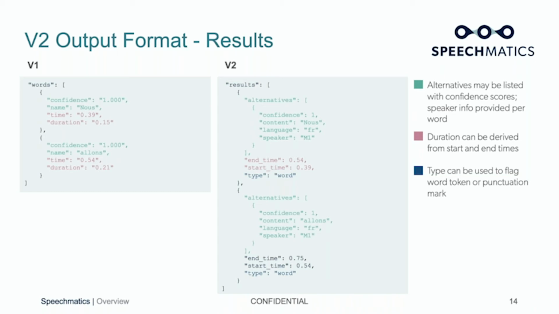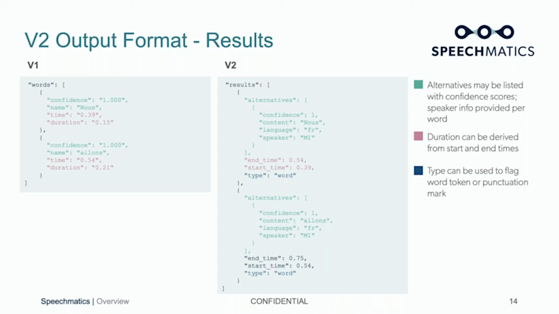And finally, we've now introduced a new type object. This will allow you to identify whether the word that we've recognized in the output is actually a word or something like punctuation. So if you don't want to parse any of the punctuation, you can look at the type key value pair and just not display it in the actual output. So how you parse the file is still very similar to the V1, but you're looking at different bits of information.